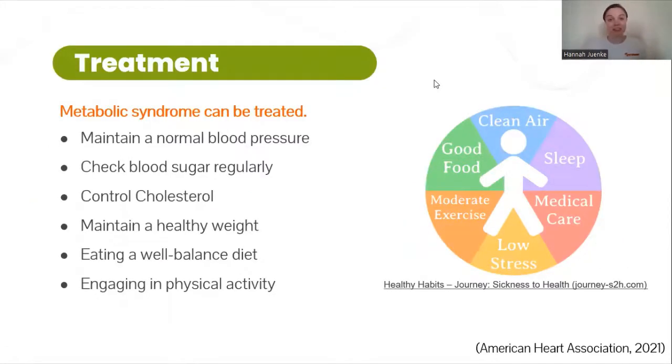The good news is that there are just some lifestyle changes we can make to decrease our blood pressure, our cholesterol, and our sugars, but that's going to decrease the risk of developing metabolic syndrome if we can control those conditions first. So how can we do that? Well, one, we're gonna work on maintaining our normal blood pressure. We're gonna talk about how we do that in a second. Checking our blood sugar regularly if this is a concern. Controlling our cholesterol, maintaining a healthy weight, eating a well-balanced diet, and engaging in physical activity.